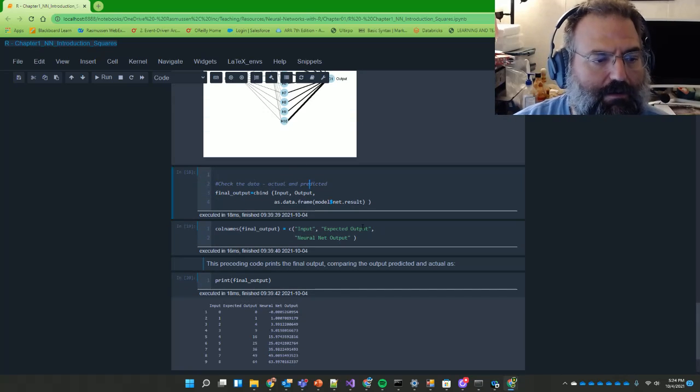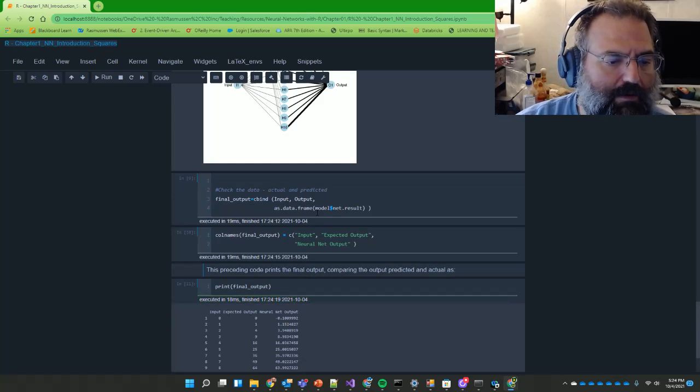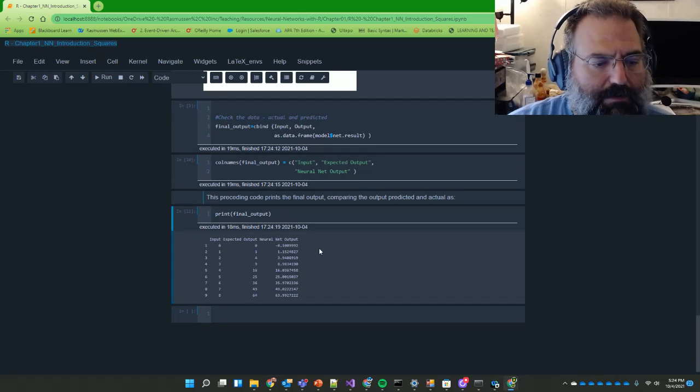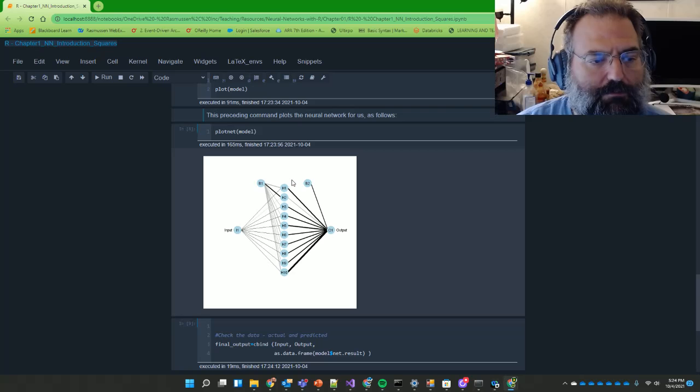And so then we can check and see how well it actually did, with the input, the expected values, the actual neural network output values. And you can see it did pretty good. It's not 100%, but it's pretty close. Most of those are rounding. They would round to the right value. So that's what you would call a success. And that's doing it with a relatively simple network.